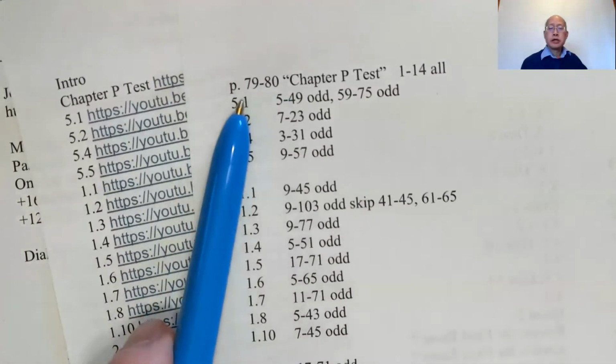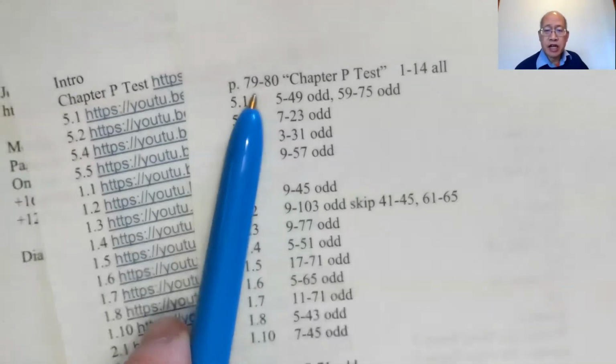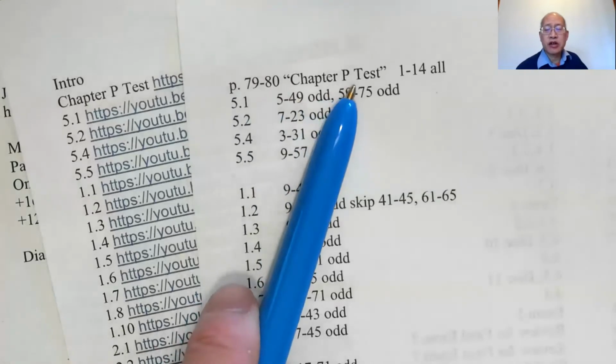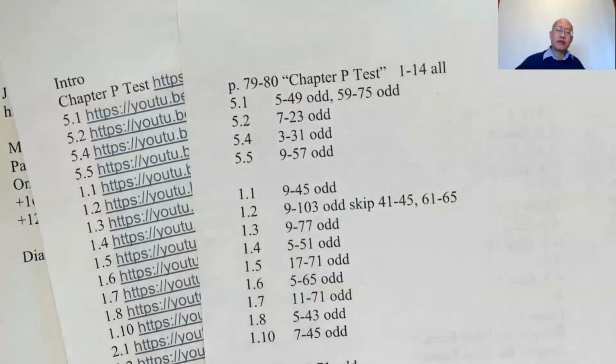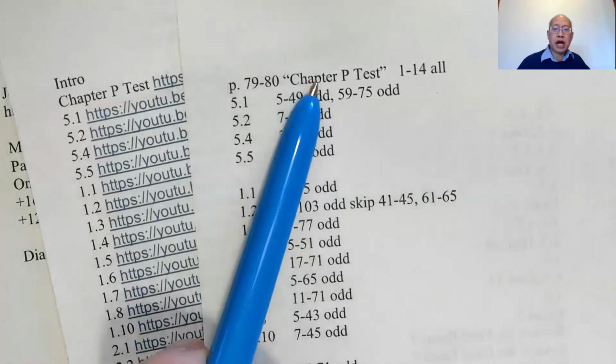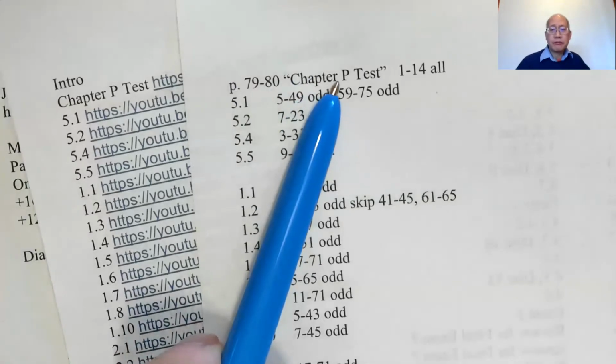And you already have all the homework assignments also. Okay. So by the way, page 79 to 80, chapter P test, you're not actually taking a test. At the end of every chapter, they give you something called a chapter test. So it's a review of basic algebra.